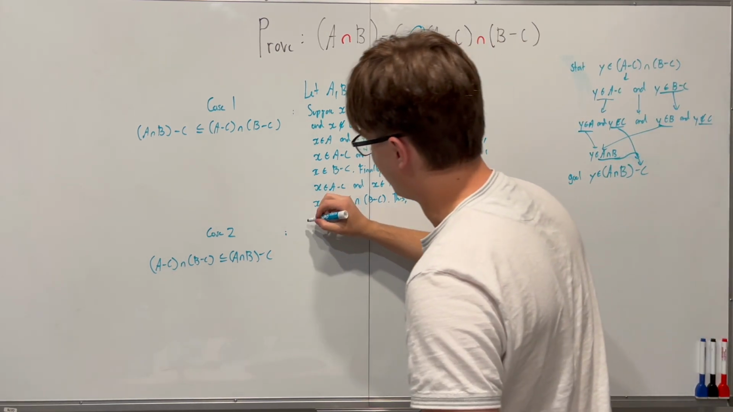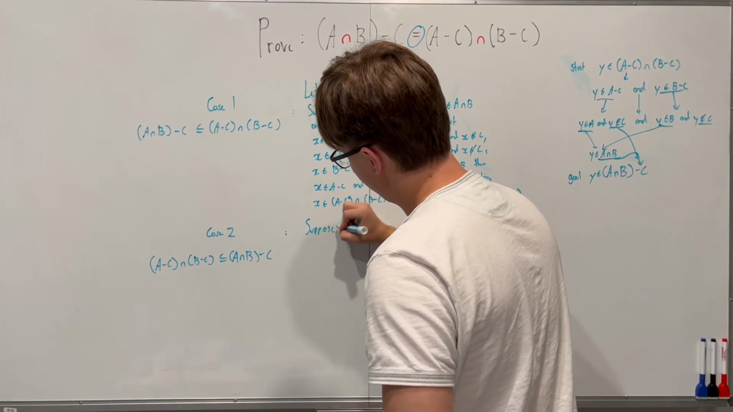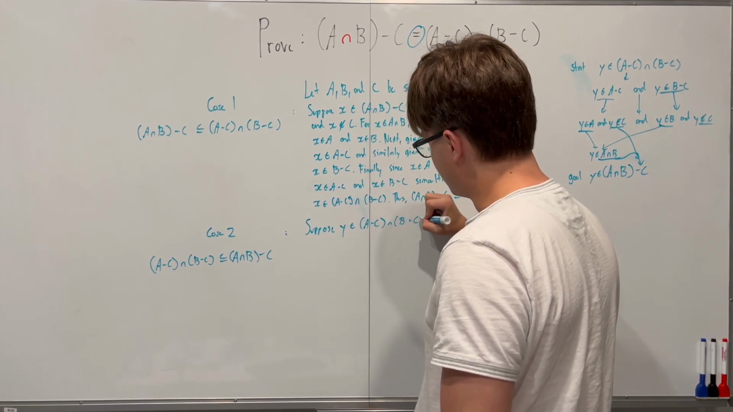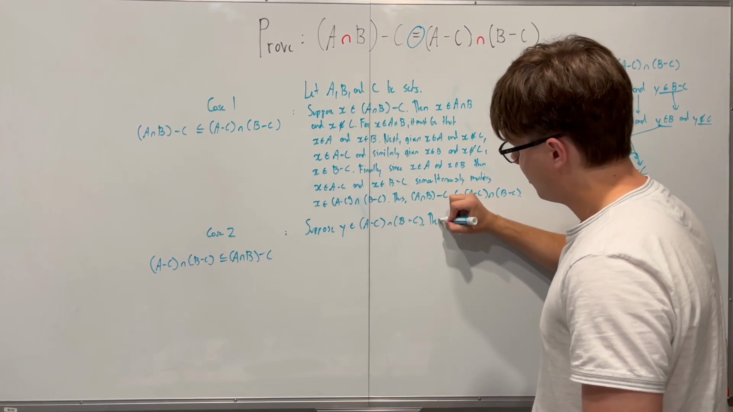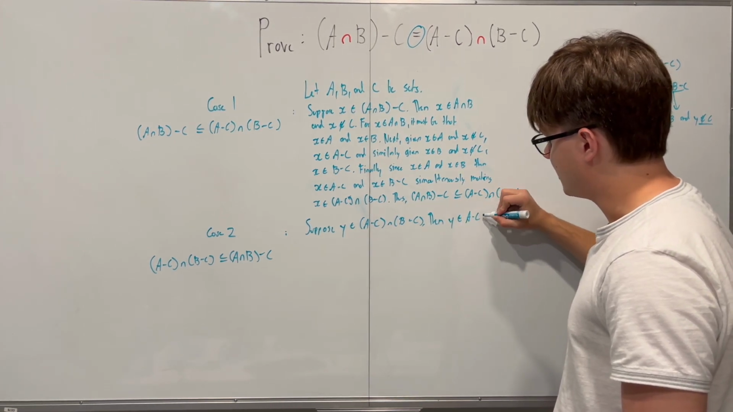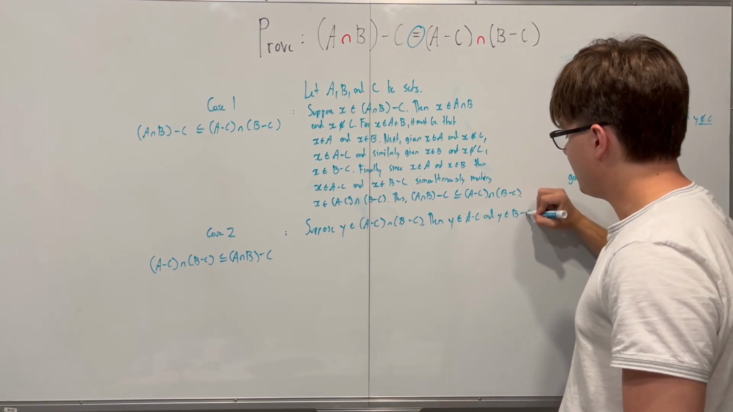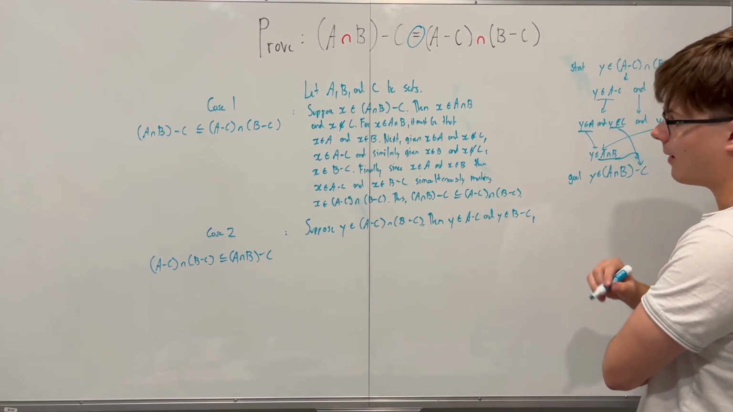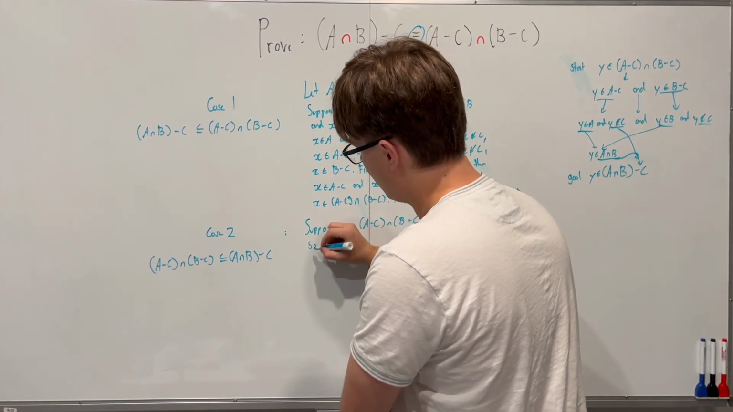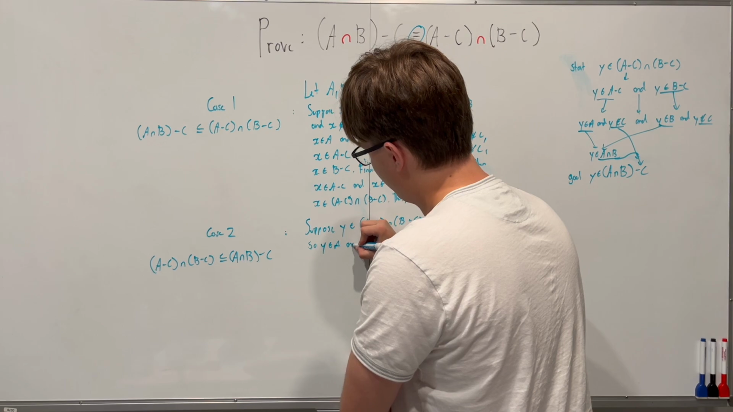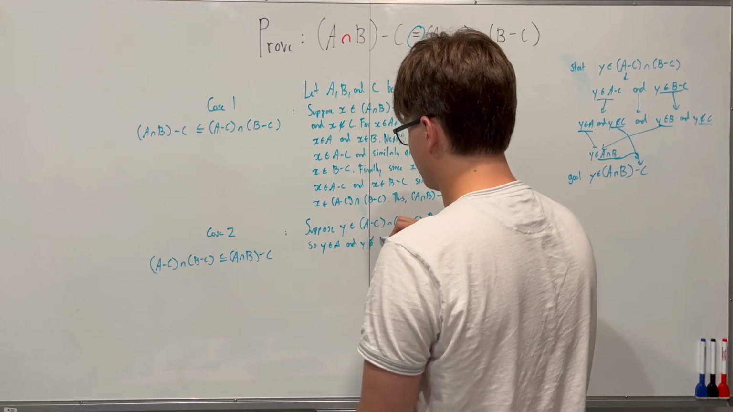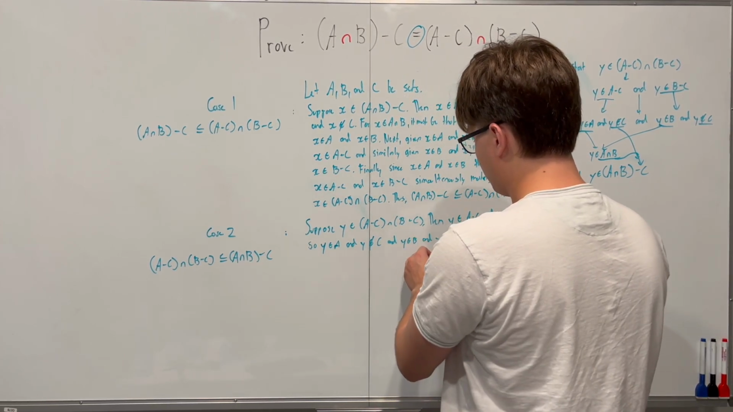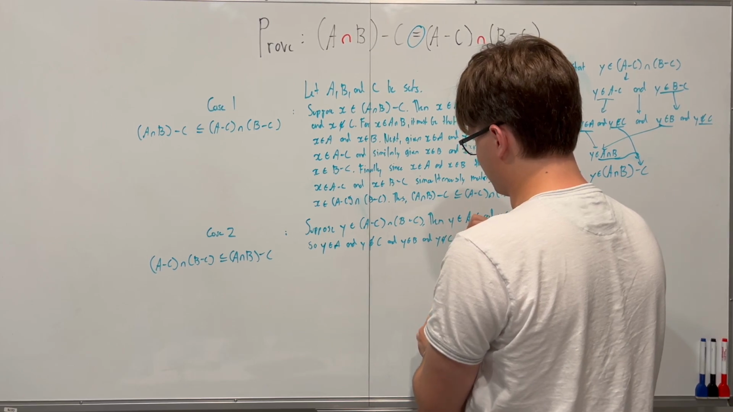We start by supposing our element y. We say, suppose there exists some element y in A minus C intersect with B minus C. Fantastic. We can then say, then y is an element of A minus C, and y is an element of B minus C. There we go. Now we can put a comma and continue the sentence. We could say, so y is an element of A, and y is not an element of C, and y is an element of B, and y is not an element of C.